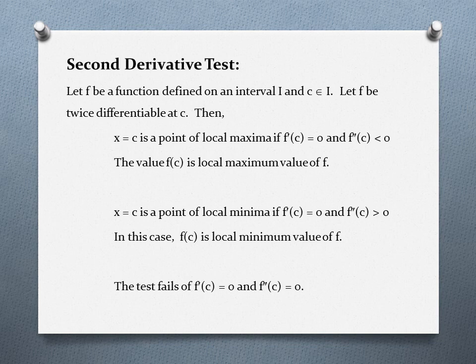The test fails if f dash of C equal to 0 and f double dash of C is equal to 0. F dash of C equal to 0, f double dash of C is less than 0, it is the local maximum. F double dash of C greater than 0, it is local minimum, and f double dash of C equal to 0, the test fails.